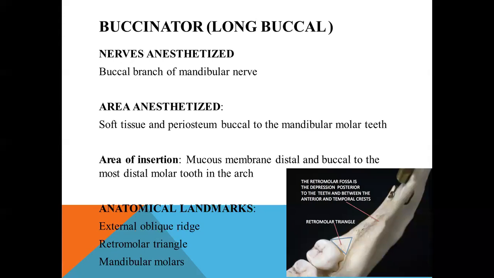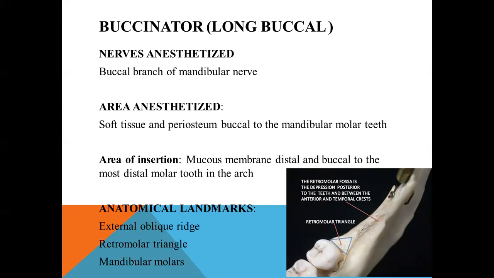Coming to the buccinator technique, which is also called the long buccal nerve technique. The nerve anesthetized will be the buccal branches of the mandibular nerve. The area anesthetized will be the soft tissue and periosteum buccal to the mandibular molar teeth. The area of insertion will be the mucous membrane distal and buccal to the most distal molar tooth.